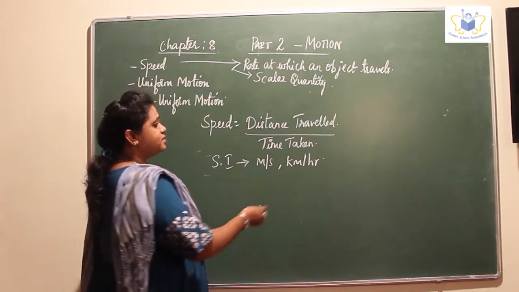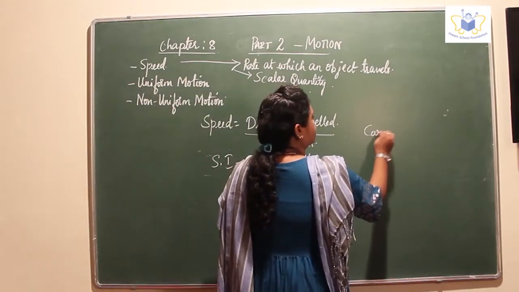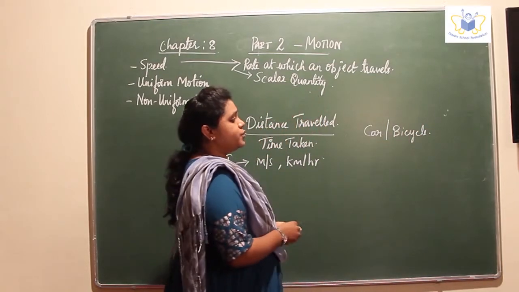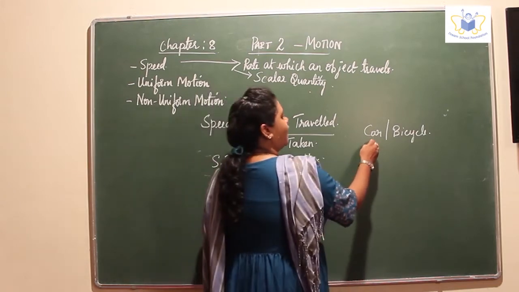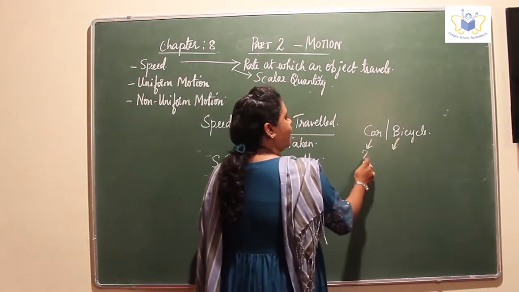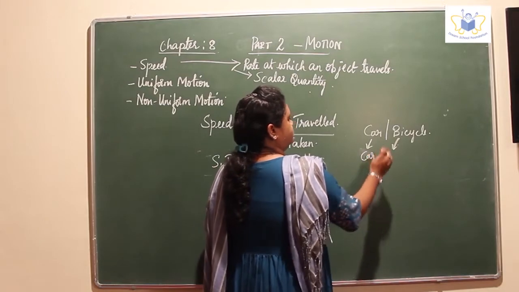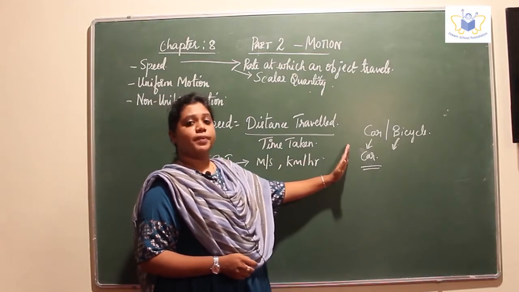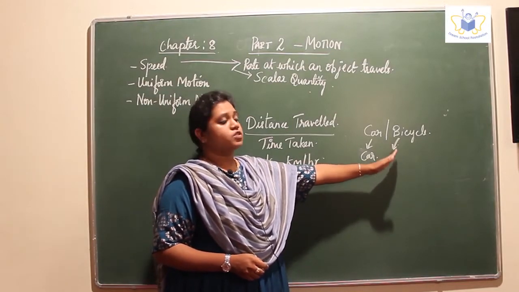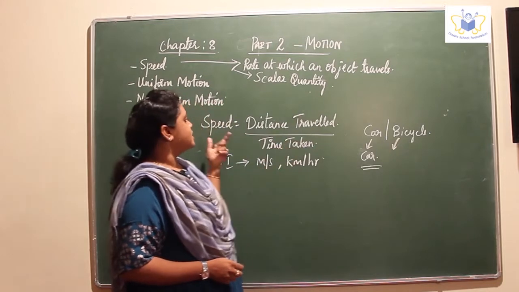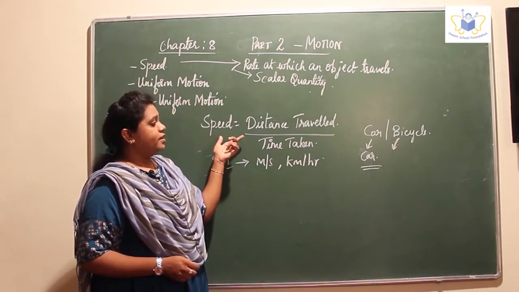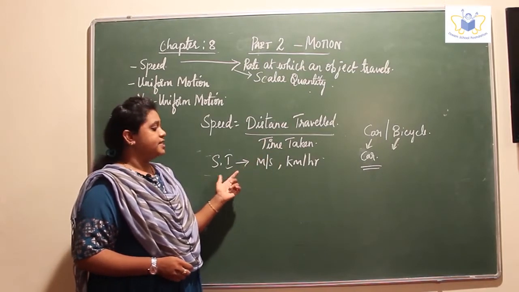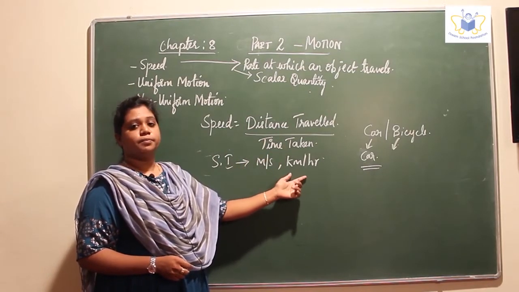For example, car, bicycle. Which one travels faster? Car or bicycle? Car. The car travels faster because of its speed. The bicycle travels slower. So this is determined by speed. Speed can be defined as distance travelled in unit time. The SI unit of speed is meter per second or kilometer per hour.